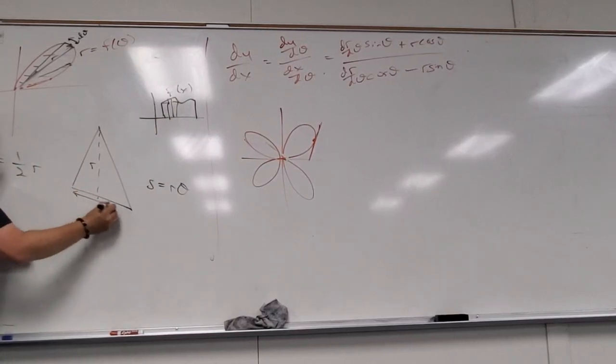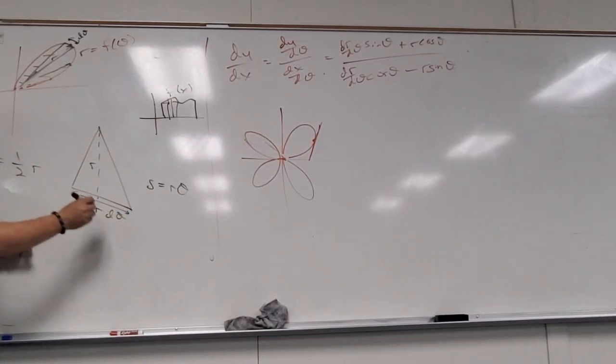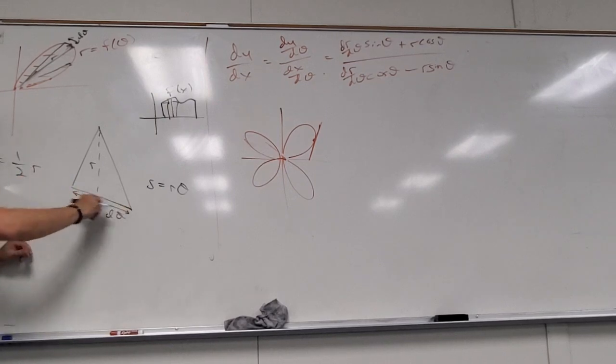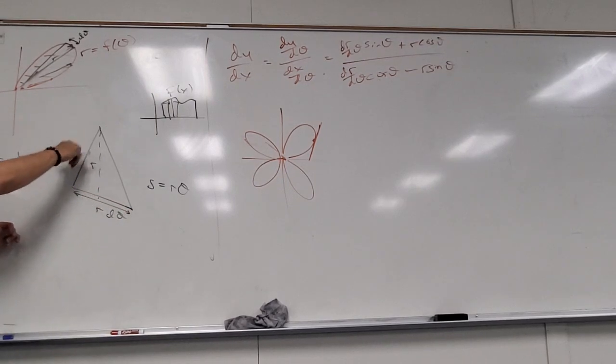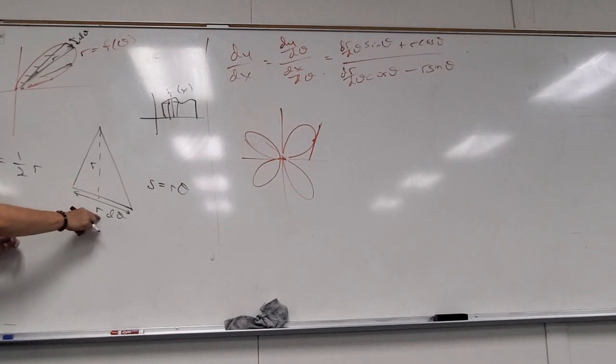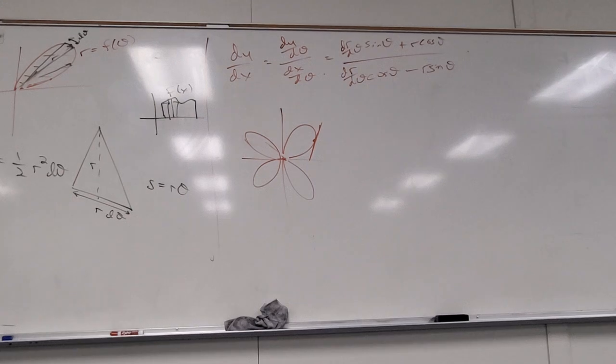So this is actually r d theta. That's the length of this, right? So what's the area of this triangle? It'll be 1/2 r squared d theta. And that's going to be the little element of area.